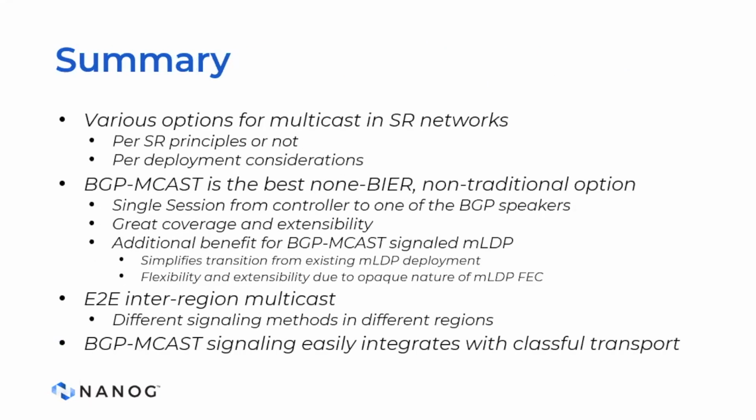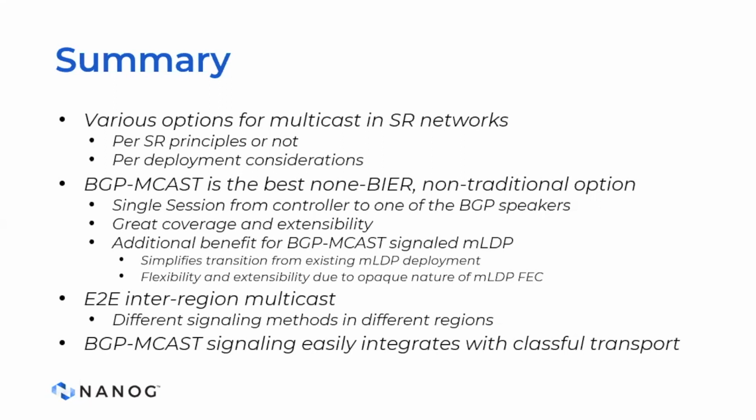In summary, we looked at principles of SR networks and various options for multicast in SR networks. Those options could be per SR principles or not. Mainly it's per deployment considerations. In the non-BIER, non-traditional options, we believe BGP multicast is the best option. It only needs one single session from the controller to one of the BGP speakers, and it offers great coverage and extensibility.